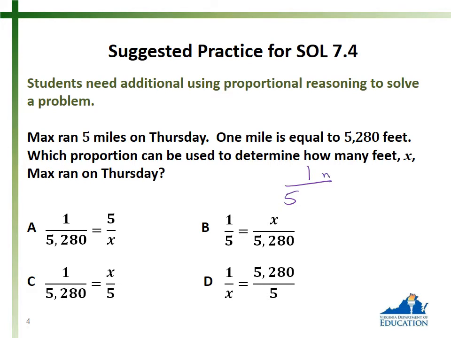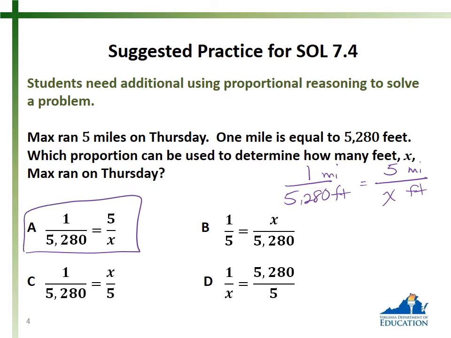So I can do 1 mile is the same as 5,280 feet. And if Max ran 5 miles, because we have miles over feet, our second fraction in our proportion has to be miles over feet. So it'll be 5 over x. So let's figure out which one of these options works for me. I can look at letter A. I have 1 over 5,280 equals 5 over x. So immediately I found the correct answer.